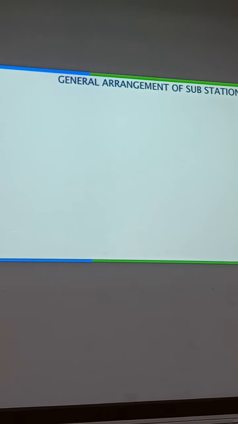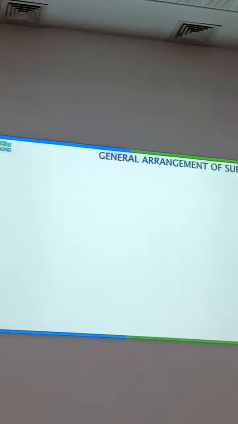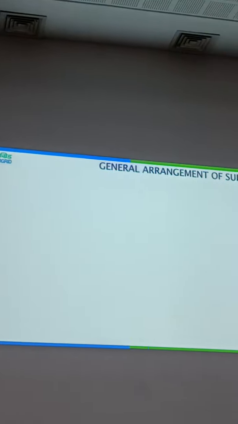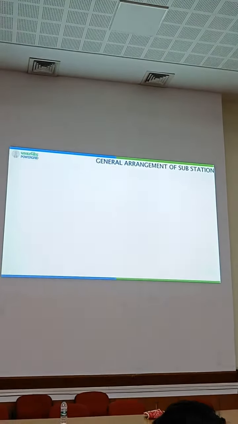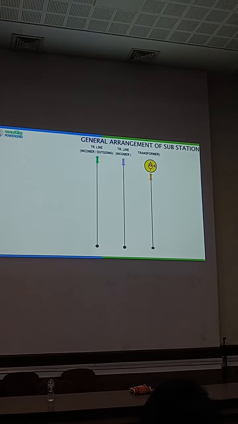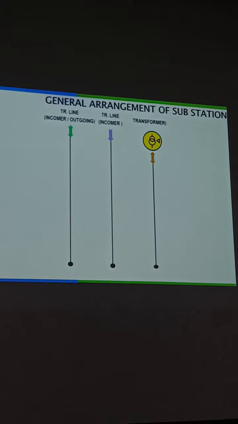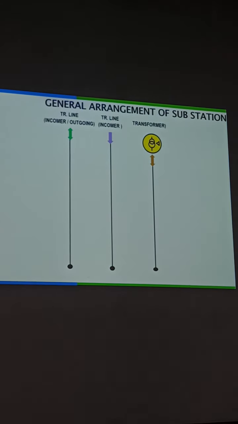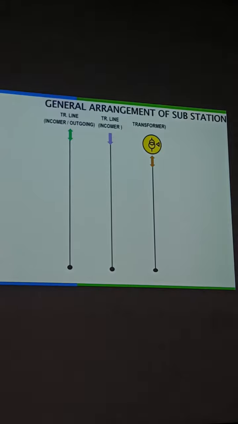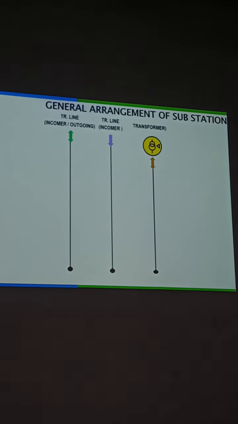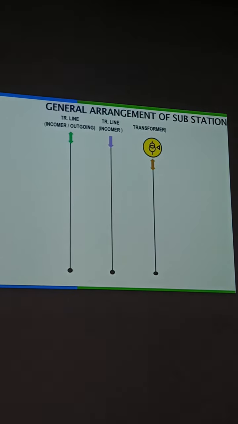Now we'll see the general arrangement of a substation. How we arrange the substation. Suppose there are three circuits. This is a single line diagram because each circuit has three phases, and I have shown only one phase, one line. Otherwise, I would have three different phases for each circuit. Instead of drawing 9 lines, I have drawn 3 lines.